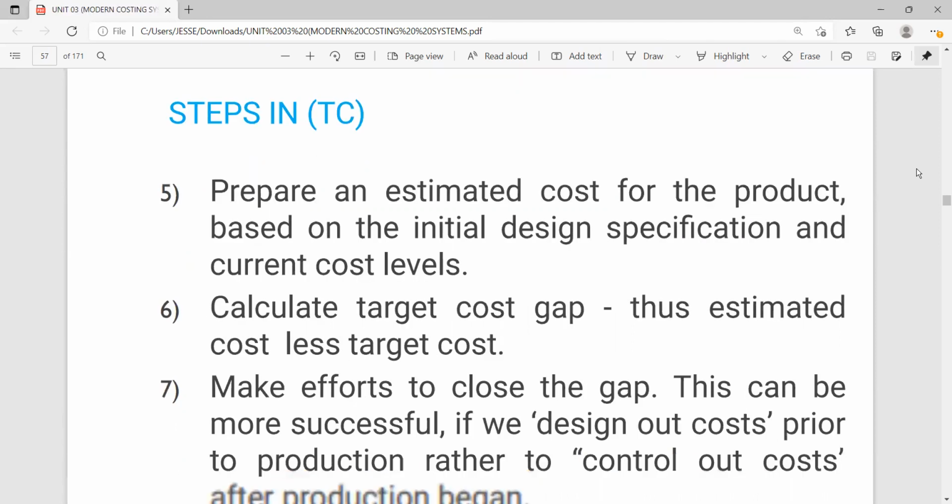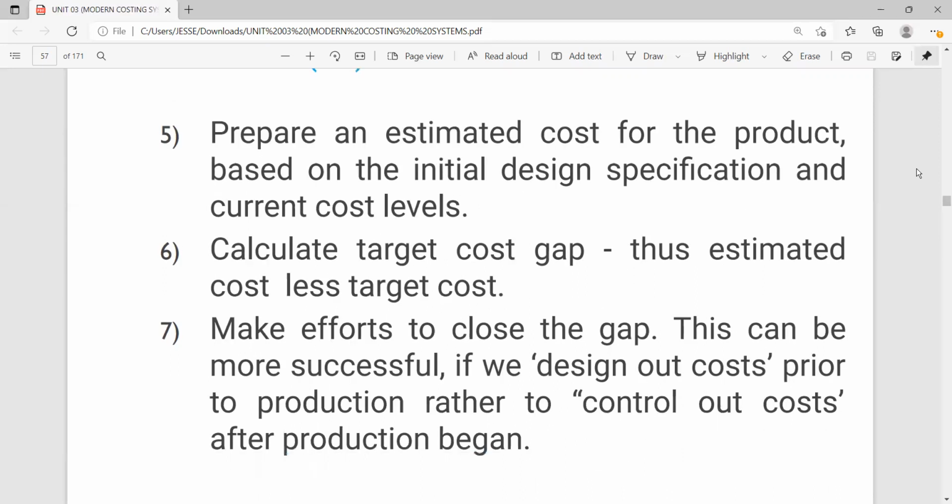Number six, calculate target cost gap. Now, what is the target cost gap? This is simply estimated cost less target costs. That's the target cost gap. So that's also another thing you have to calculate. Now, number seven, you make efforts to close the gap.